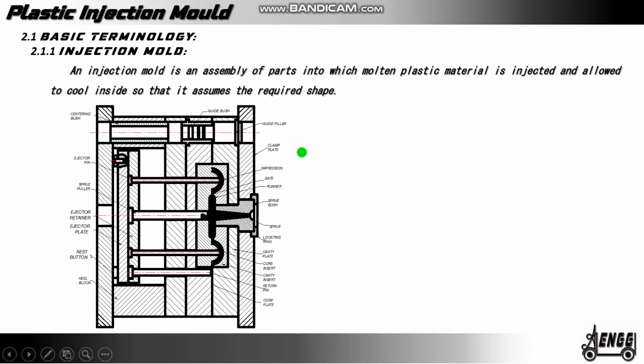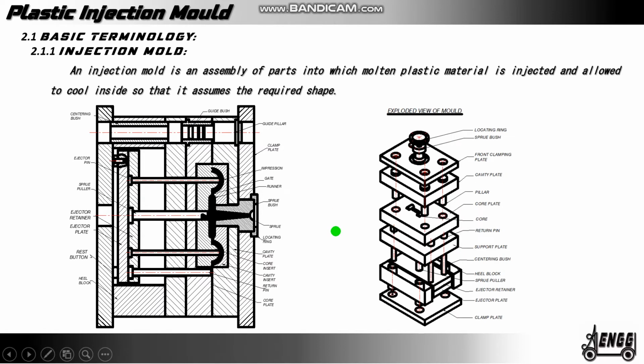In the picture we can see different parts of the injection mold. We have top plate, cavity plate, core back plate, support plate and bottom plate. We have ejector systems: ejector plate, ejector retainer, ejector pins, propeller, etc. We do have guide pillars, guide bushes and sliding bushes. In the exploded view of the mold we can see the locating ring and sprue bush. Those things directly help the mold to mount in the machine.